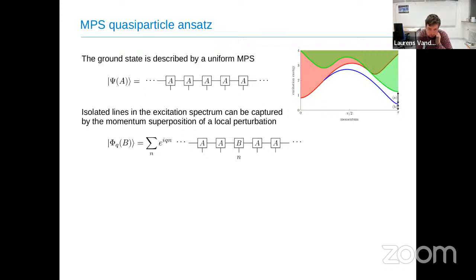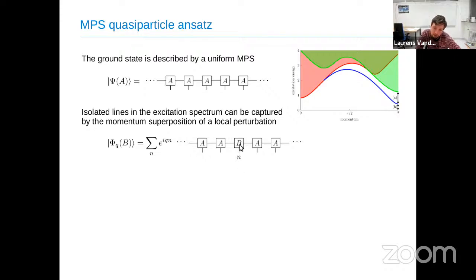So the idea of this excitation ansatz, or quasi-particle excitation ansatz, is that if you look at isolated lines in your excitation spectrum, for example, in this plot, this is the excitation spectrum of the spin-1 Heisenberg chain, and you have this very well-defined magnon mode here. It's a momentum-energy plot, and there's this isolated line here, and it appears that you can describe this extremely well using these variational states.